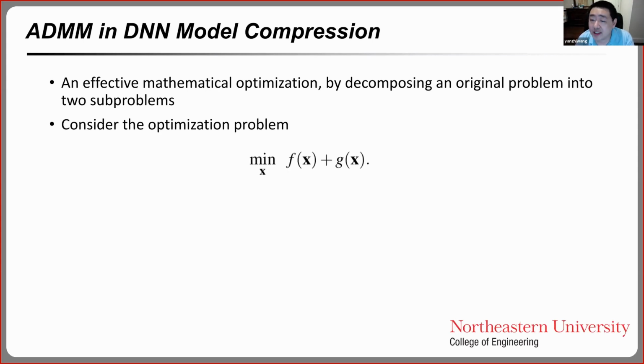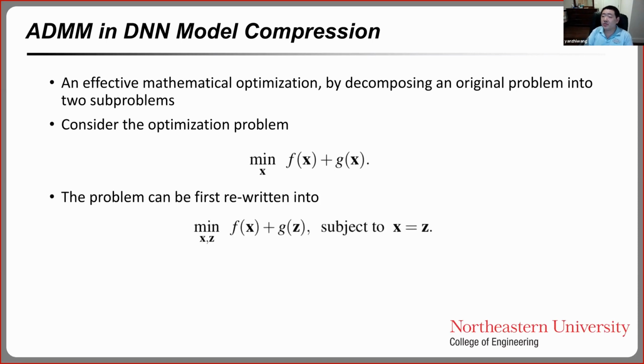Consider this optimization problem: minimize f(x) plus g(x). In ADMM, the first step is to rewrite it into: minimize f(x) plus g(z), subject to the constraint x equals z. This looks a little bit weird, because if x equals z, why do we need to write it separately into x and z? We can write it with just x.